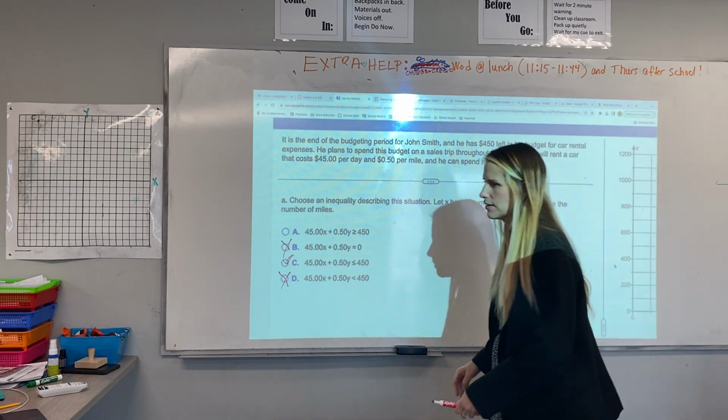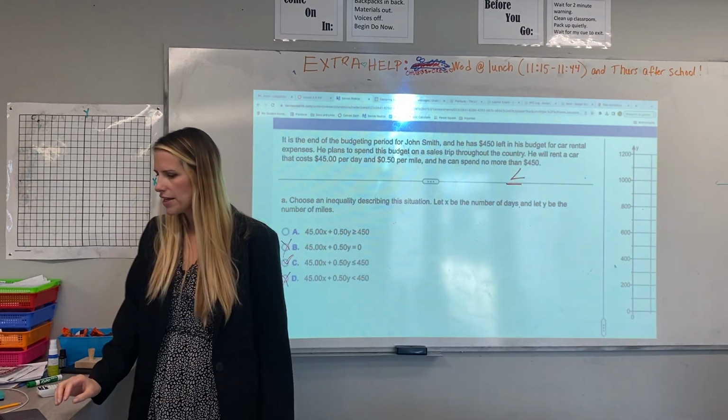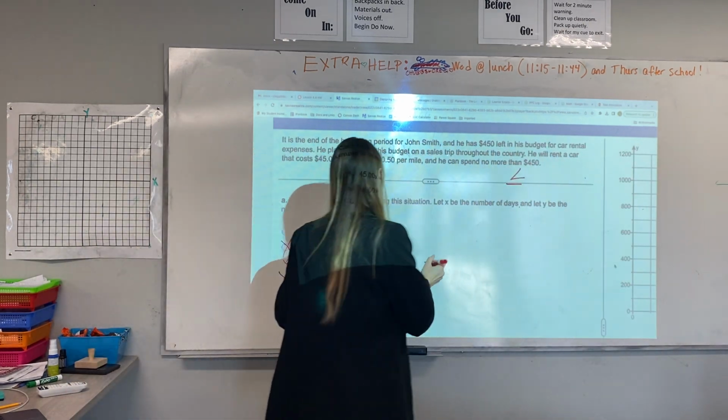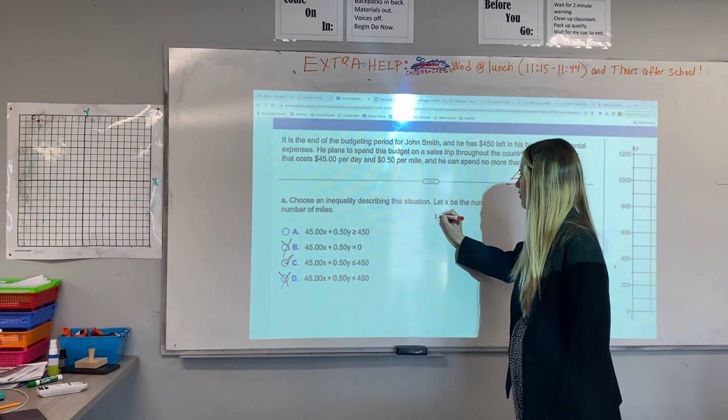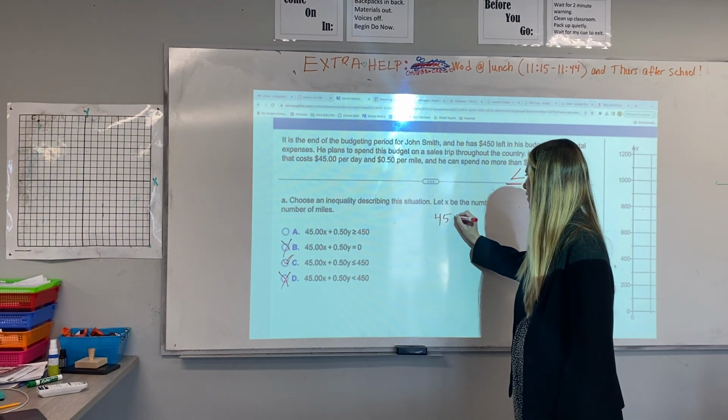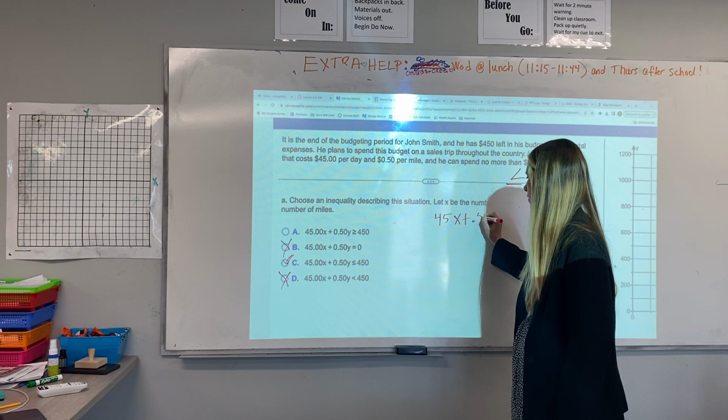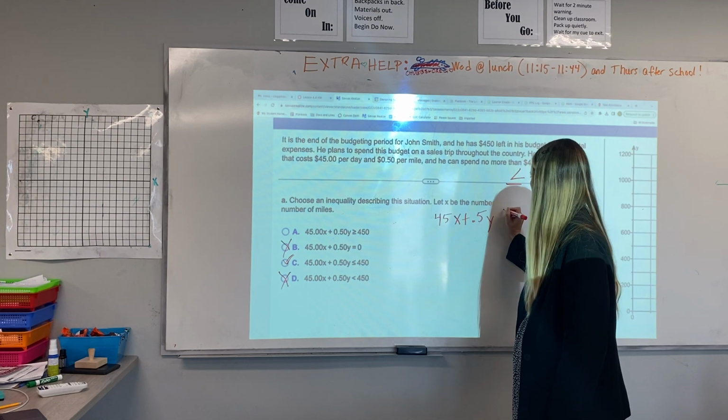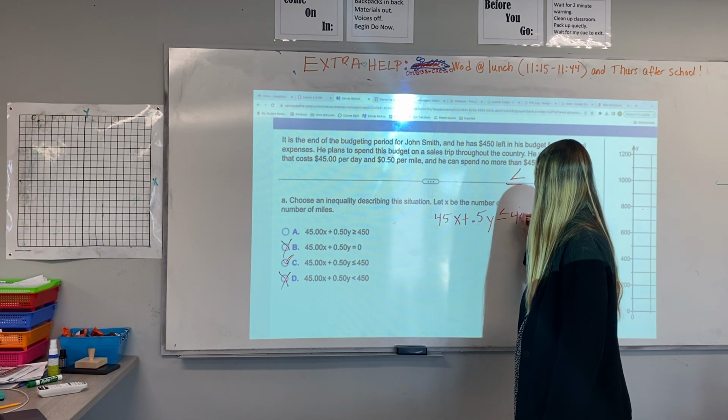Can I have the other part? Don't move on to it yet. Okay, 45x plus 0.5y is less than or equal to 450.